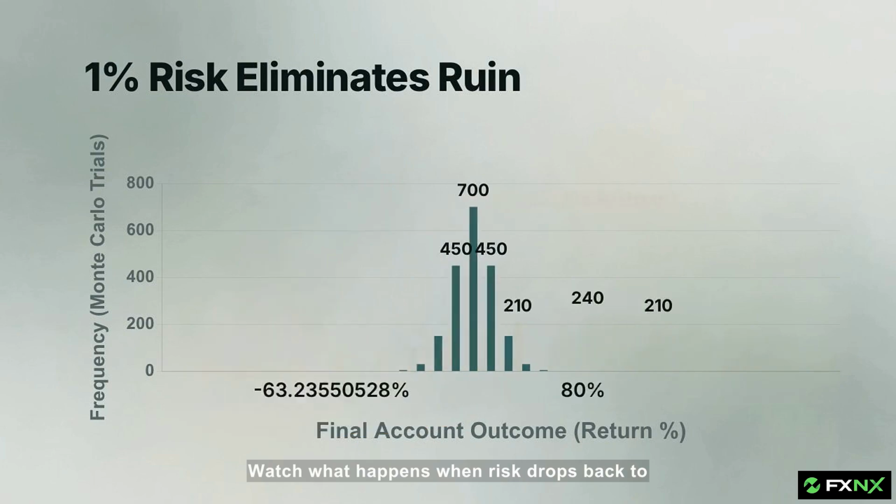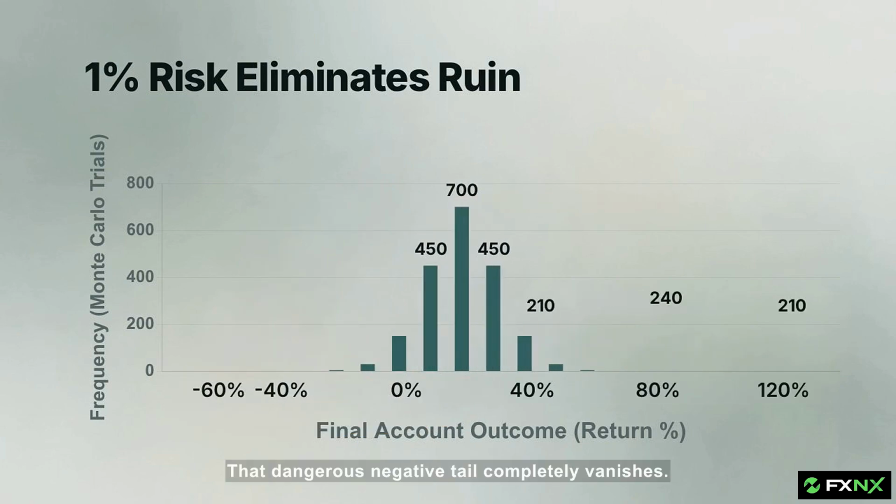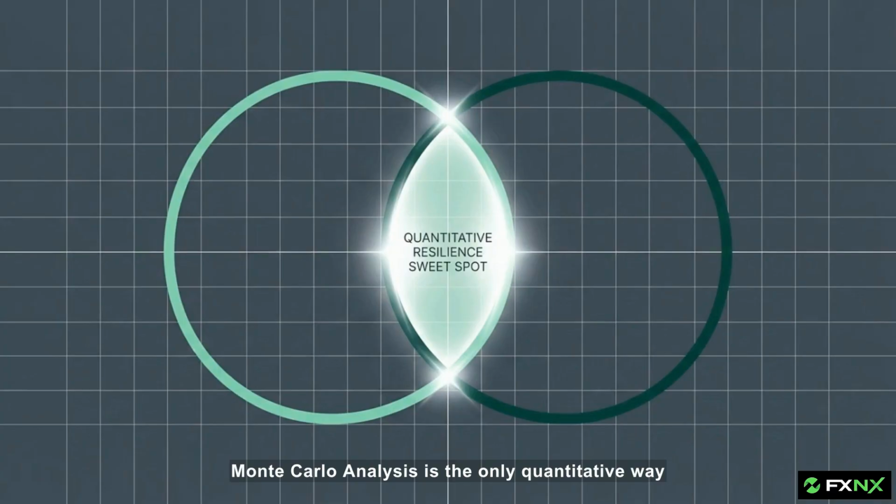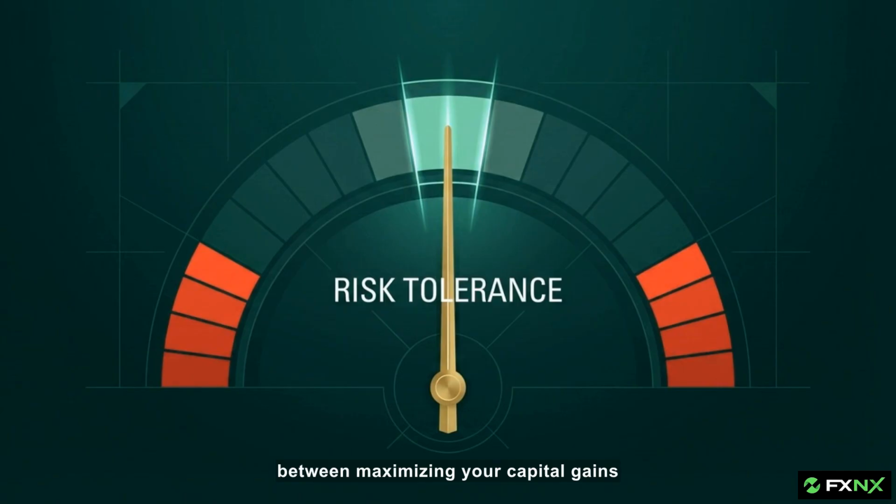Watch what happens when risk drops back to 1%. That dangerous negative tail completely vanishes. The risk of total wipeout collapses, safely preserving the strategy's profitable edge. Monte Carlo analysis is the only quantitative way to find the precise mathematical sweet spot between maximizing your capital gains and surviving inevitable bad luck.